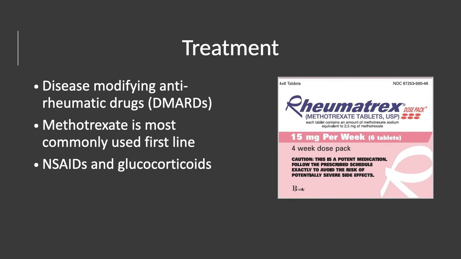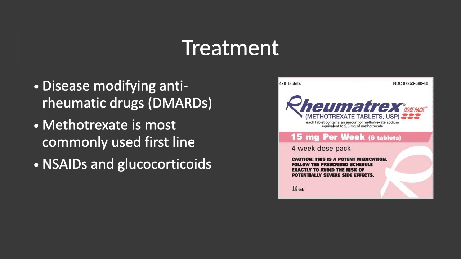Treatment. Disease-modifying antirheumatic drugs, also known as DMARDs, should be initiated as soon as possible after diagnosis. DMARD of choice is methotrexate. Methotrexate is used first line as monotherapy due to its effectiveness in achieving disease remission, lower cost, and manageable adverse effects. Other examples of DMARDs include sulfasalazine and hydroxychloroquine, but the American College of Rheumatology recommends methotrexate.